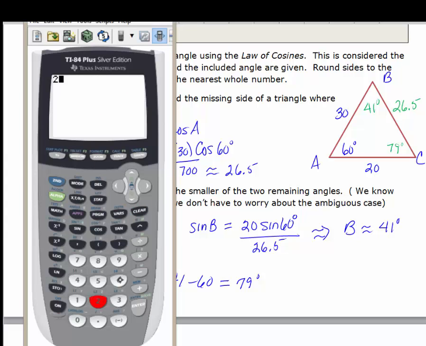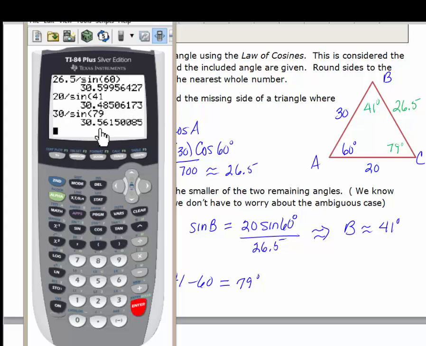So 26.5 divided by the sine of 60, and then we'll do 20 divided by the sine of 41, and then we'll do 30 divided by the sine of 79. And you can see that all these are very close. We have not only rounded our angles, but we rounded our sides, and so there certainly is some rounding error there. But it certainly seems that we have done this correctly.